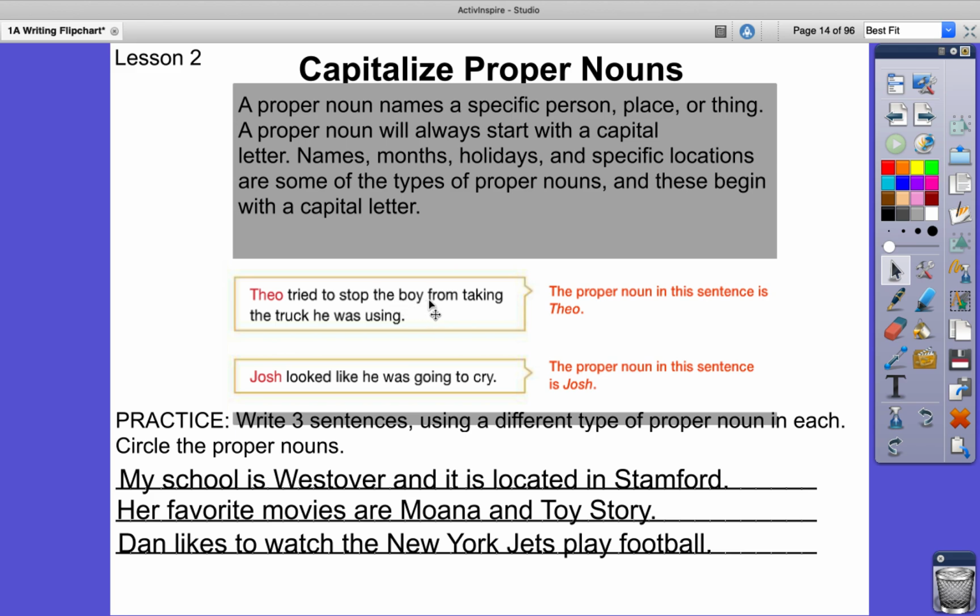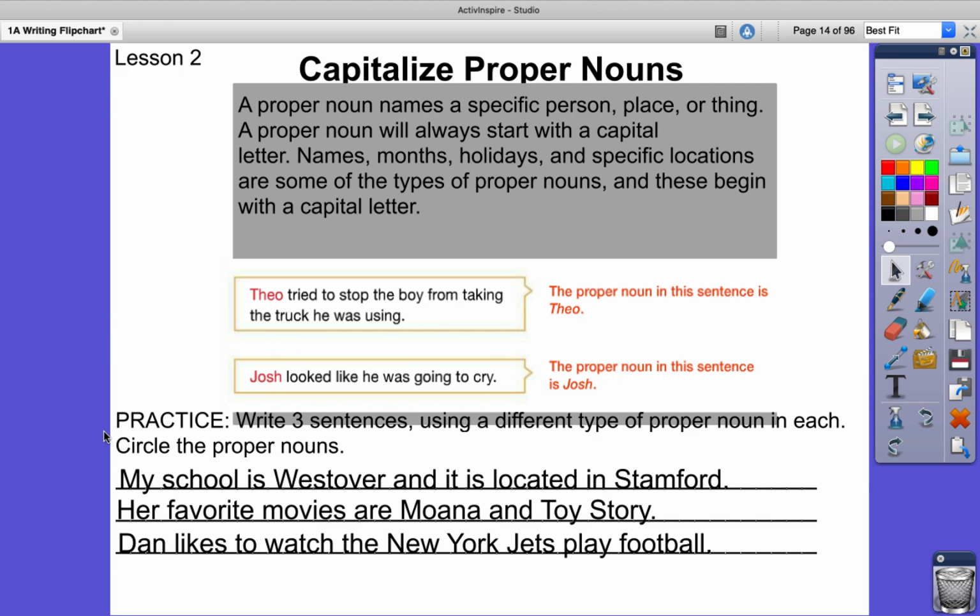Theo tried to stop the boy from taking the truck he was using. The proper noun in this sentence is Theo. Josh looked like he was going to cry. The proper noun in this sentence is Josh. So if you notice, the J in Josh and the T in Theo are both capital. So now we're going to practice.